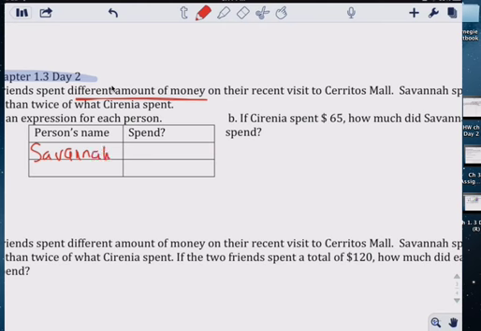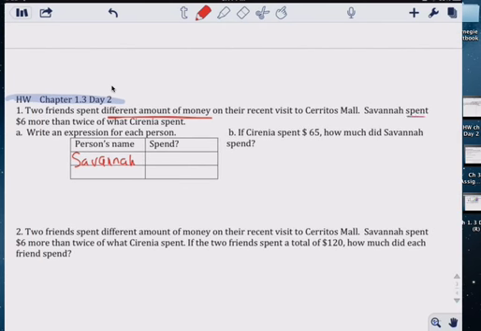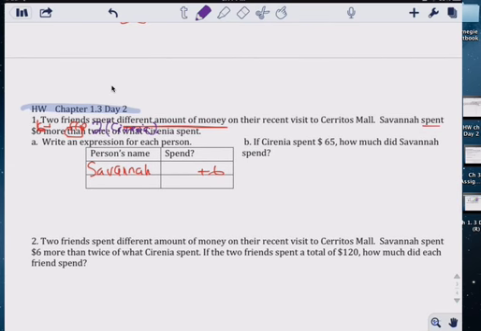Savannah. And then how much did she spend? 6 more than. Okay, "than" is a flip. So 6 plus goes in the back, that's plus 6, because it's flipped. Twice is 2 times, twice Serenia. So it's twice Serenia, 2C.